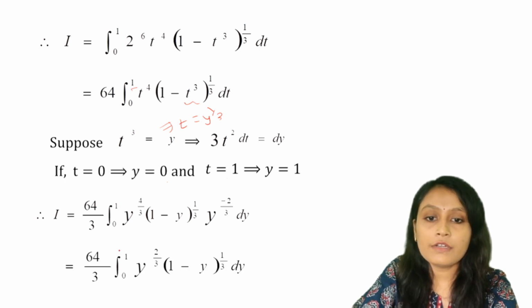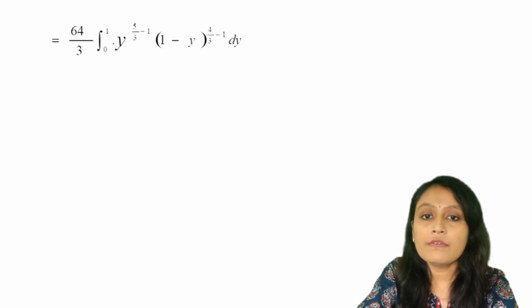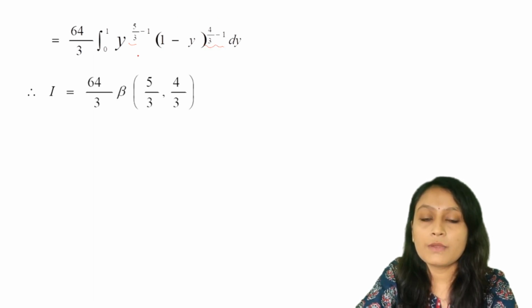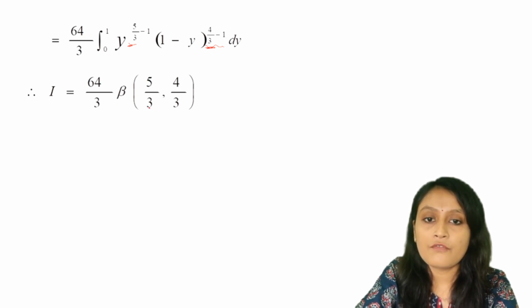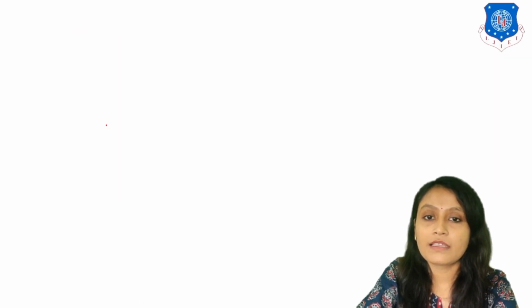Next we will simplify this. You will get here y^(2/3) into (1 - y)^(1/3) dy. Now we will write this as 5/3 - 1 and here 4/3 - 1, and we will compare this with the formula of β(m, n), right? So from this this is your m and this is your n. So we will write it as 64/3 β(5/3, 4/3). This is what we wanted to prove. I hope you have understood throughout the session. Thank you for watching.